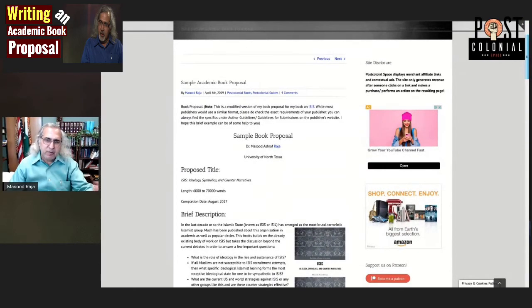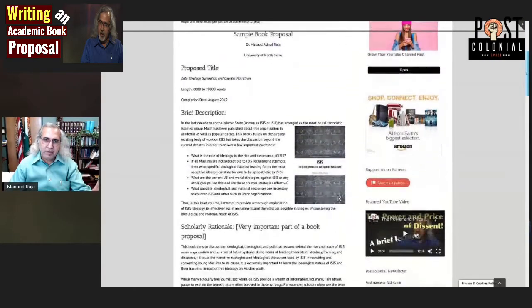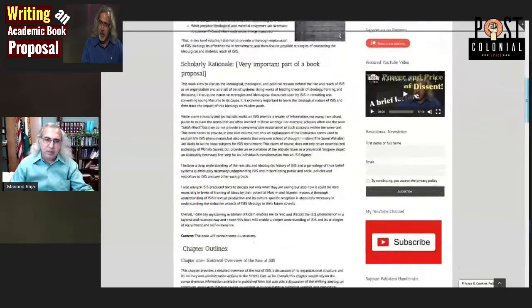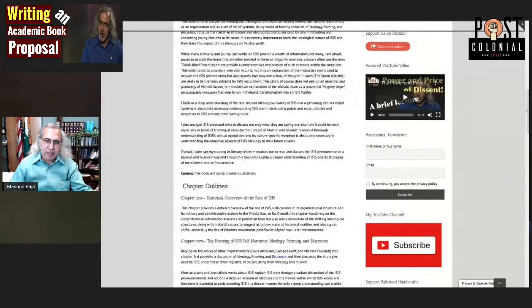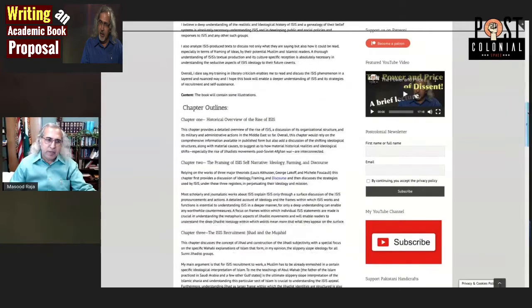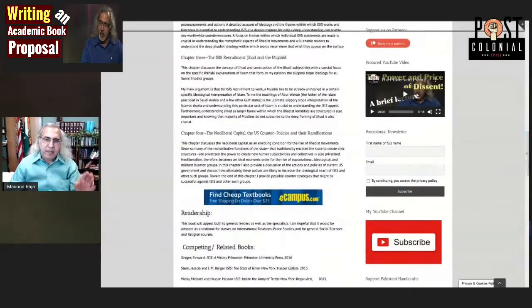So roughly speaking, these are generally some of the headings that each publisher would want you to cover. Basic information about the text, brief description of the text, then a longer scholarly rationale, which explains why the book is necessary, why you are writing it, chapter outlines that are very important, right? Then possible readership of the book, who will read it, who will adopt it, and competing books with your insertion there as to how your book either augments that or challenges the previous books. How does it fill that gap? And finally, maybe your author bio.